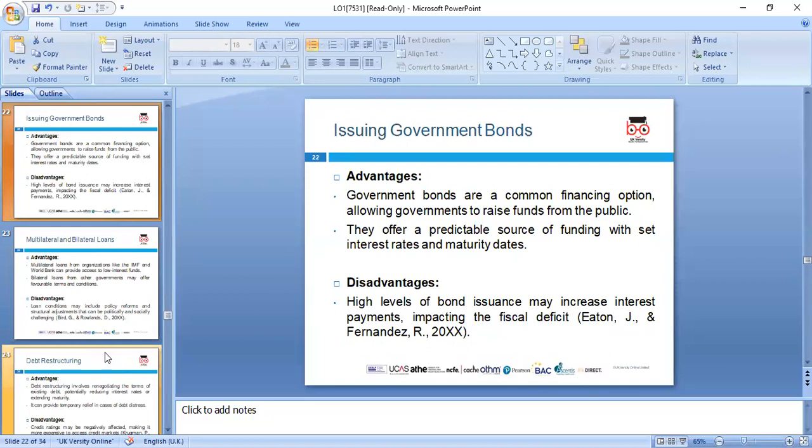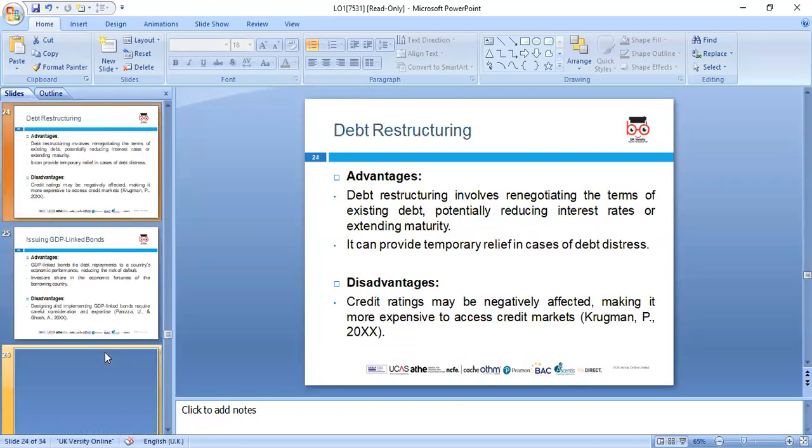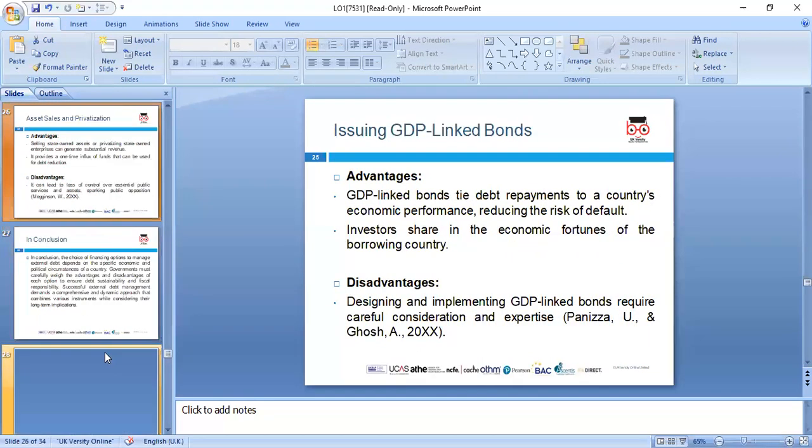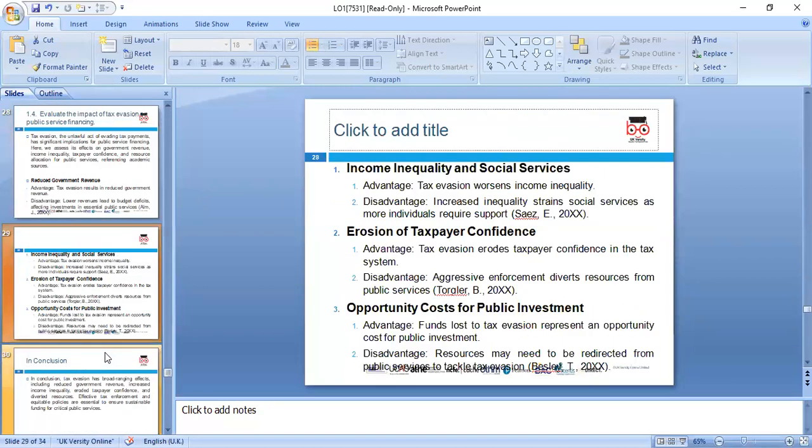Advantages: issuing government bonds is a commonly used financing option, allowing the government to raise funds from the public. Disadvantages: with a high level of bonds, interest may increase. We can look at these in more detail in following lessons as well, including multinational debt and debt restructuring. So that's all which we go through and evaluate.